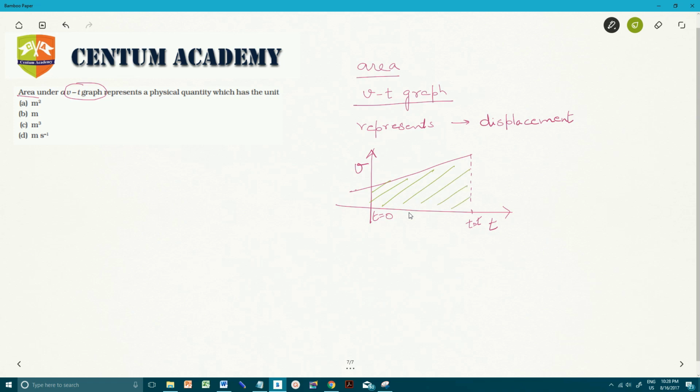Okay, so how do we find out the area? If this is a regular shape, that is, if it is a line, then it is easier to find out. How? We can find out the area of trapezium ABCD. We know that the area of trapezium ABCD will be half into the sum of parallel sides multiplied by the distance between the parallel sides.